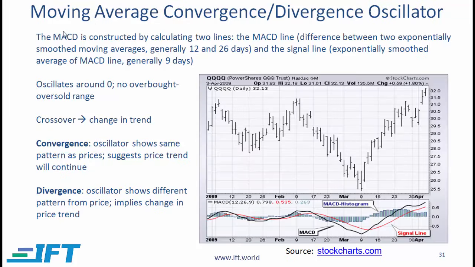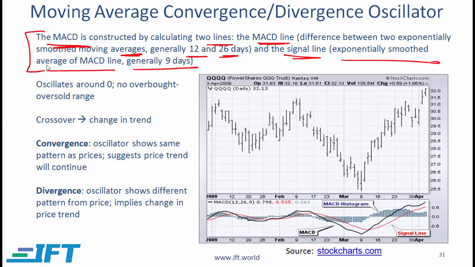The final momentum oscillator we'll talk about is the moving average convergence divergence oscillator. This is sometimes called the MACD and is constructed using two lines. The MACD line, which is the difference between two exponentially smoothed moving averages, generally 12 and 26 days, and the signal line, which is the exponentially smoothed average of the MACD line, generally 9 days. Now again, I think this is quite complicated and the probability of being tested on this is low in my opinion. The oscillator oscillates around 0.